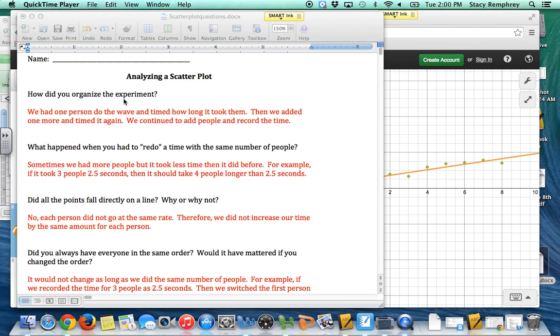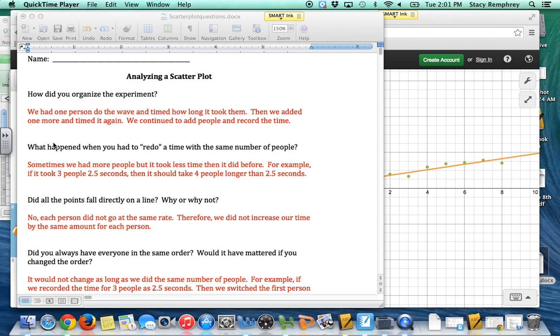Okay, this is the review for the wave activity you did today. You can see in red that I have the answers. So how did you organize the experiment? What I'm looking for is the description of what you did in the experiment. When you do the description, make sure to talk about what you measured.